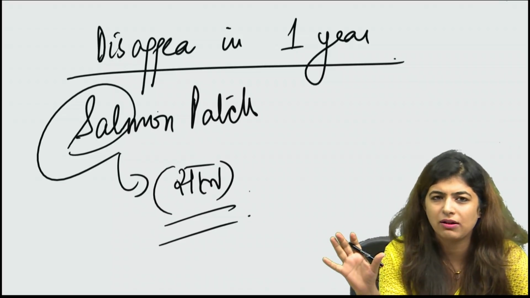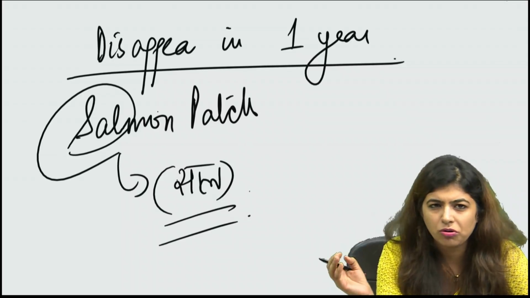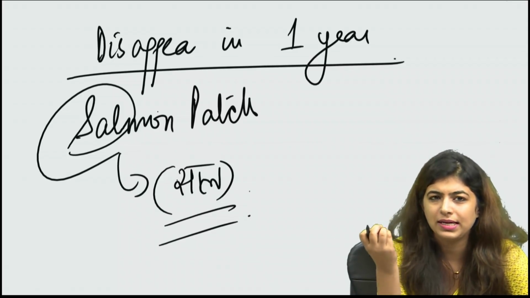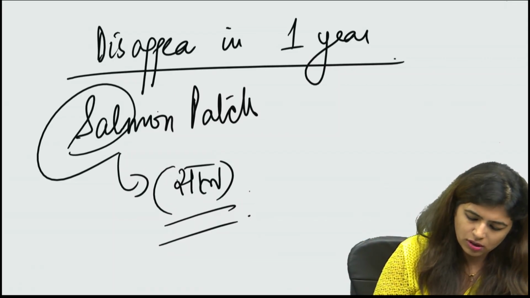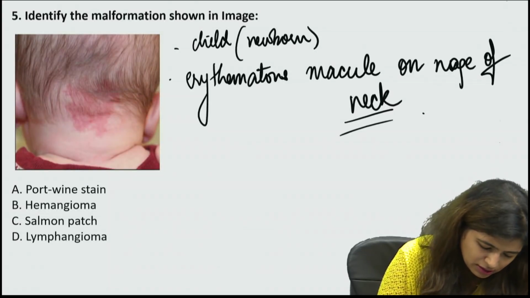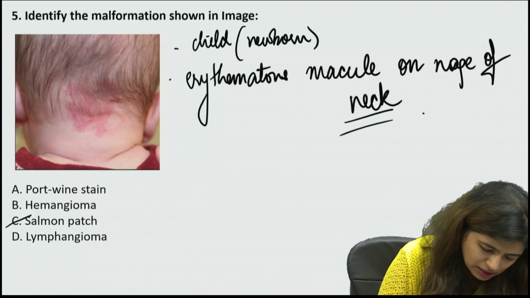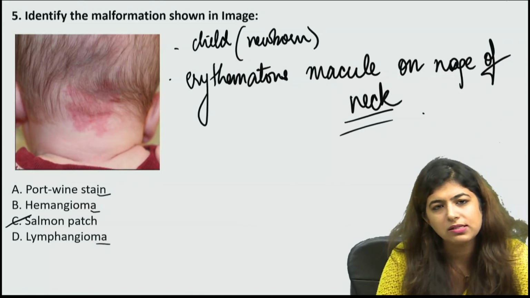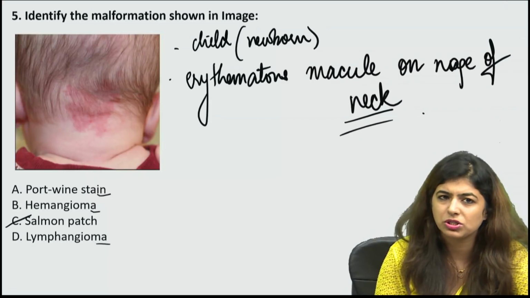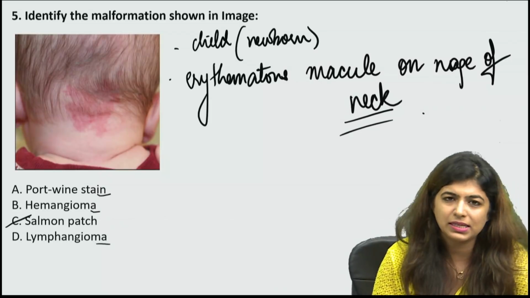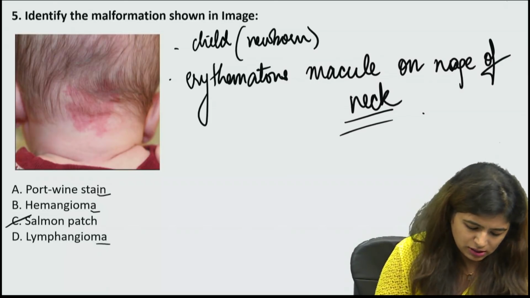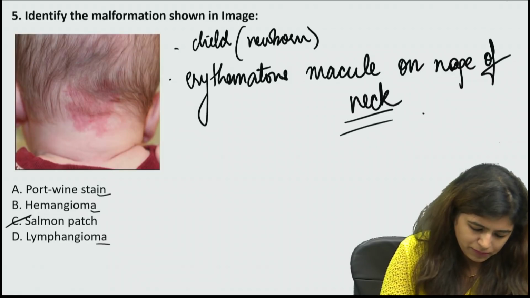It is not a malformation. It is not a tumor. It is only a capillary dilatation. Stork bite. Now, what are the other options in our question here? The other options are port wine stain, hemangioma, lymphangioma. All these look very different. I have included images to show to you. We'll be seeing them in a short while. Just look at this image for now.